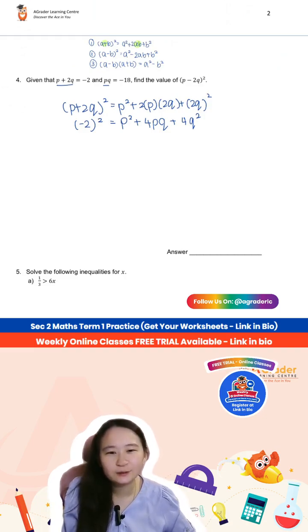I see. So for Sec 2 level, it will definitely be harder for you. This one is only learned in Sec 2.